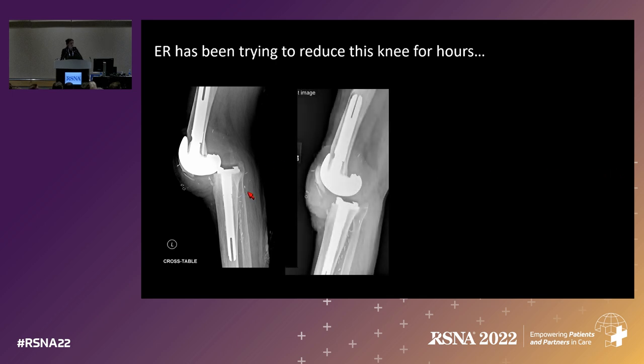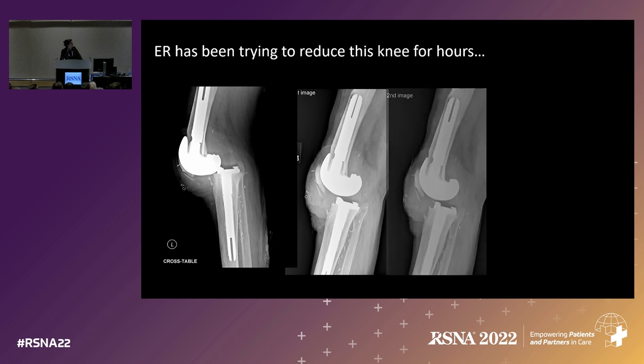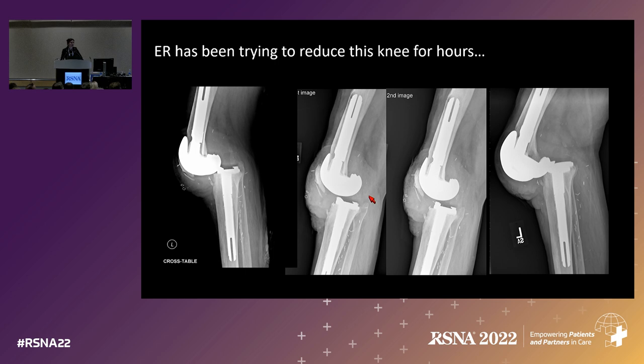And this was attempted reduction number one. And there is attempted reduction number two. I know these look very similar. We can do the spot the difference, right? There's a clip in a different place. These are actually different ones. After the third attempted reduction, they decided that they had actually reduced him, so they sent him home, and he came back 2 days later, and he looked like this. So what is it about this particular replacement that is causing them so much trouble?